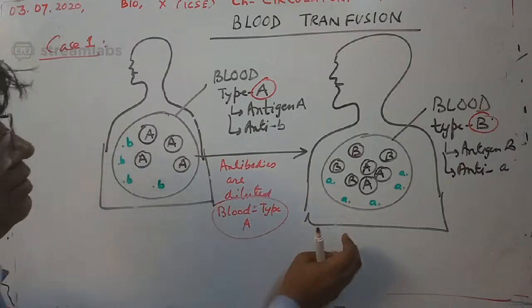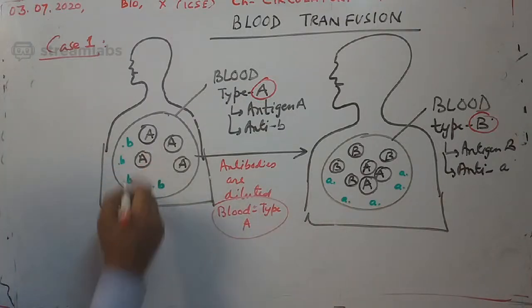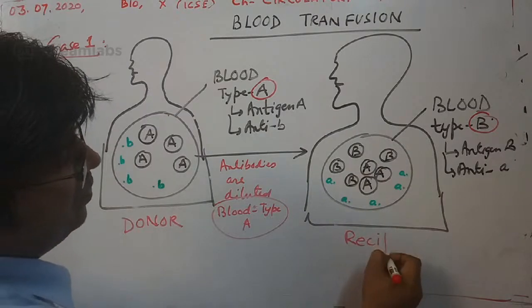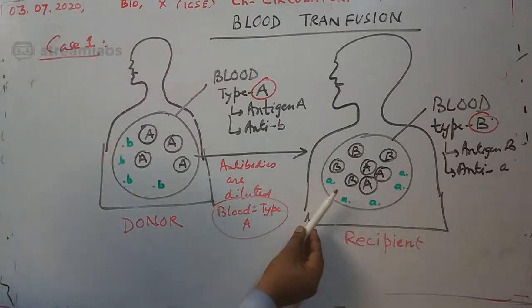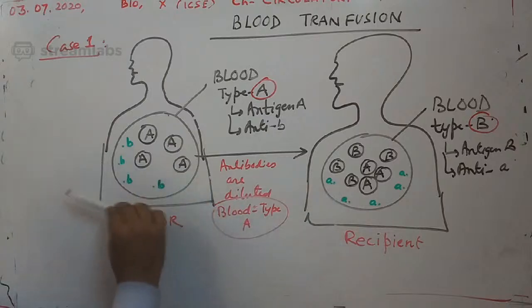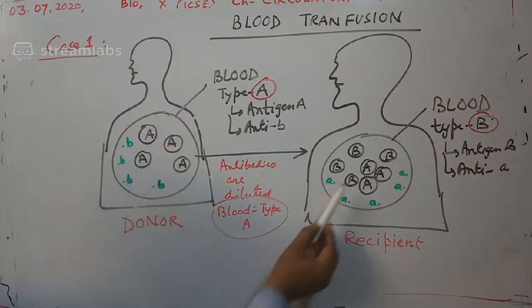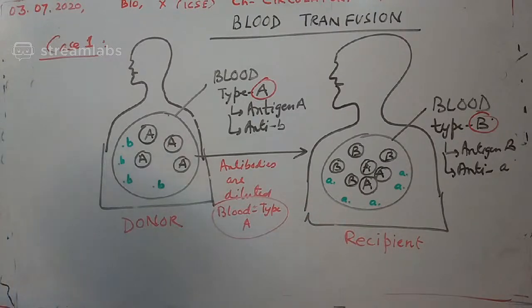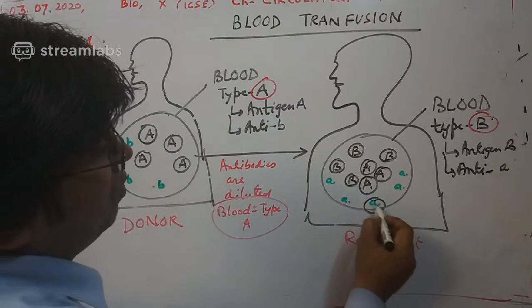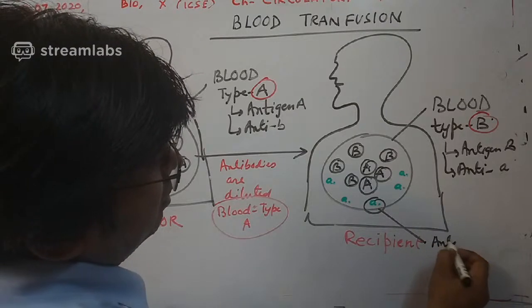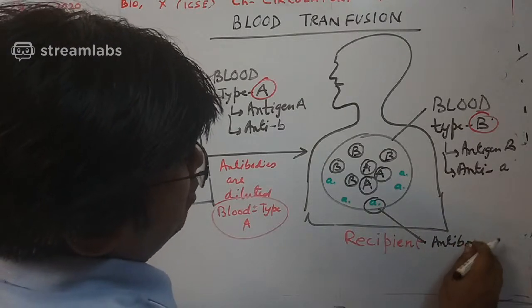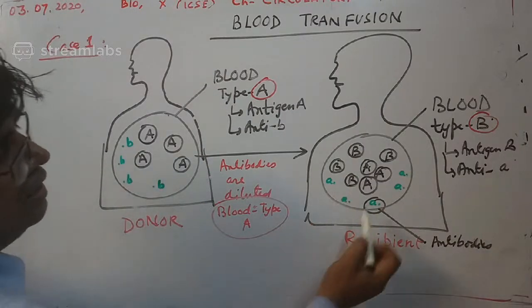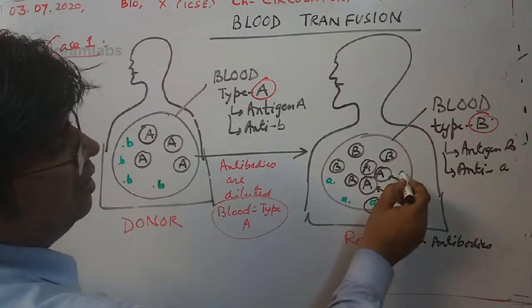But the problem is, this part is the donor and this person is the recipient. When this person receives blood from this person, meaning blood type A, the problem is antibodies. These antibodies A, which are already present in this person, will make this A sticky.